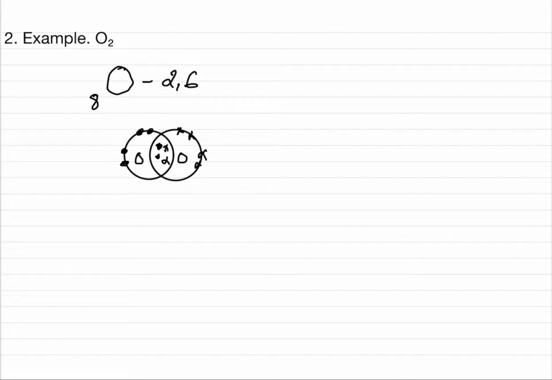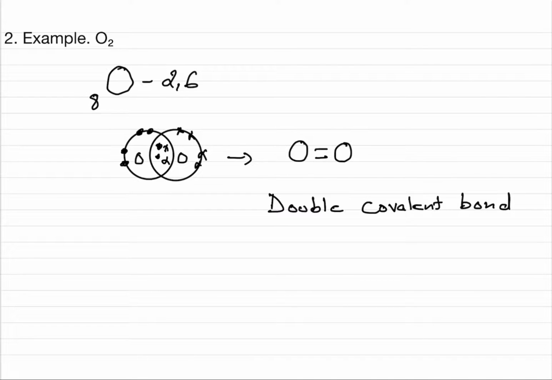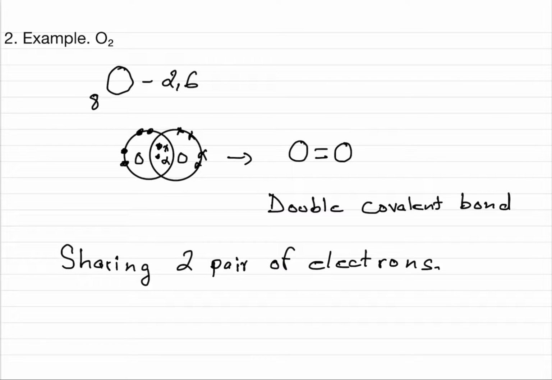So here we see that two pairs of electrons are shared. We can also show it by writing oxygen, then a two-stroke sign showing double bond, and then another oxygen, and it is a double covalent bond. And how does a double covalent bond take place? It takes place by sharing two pairs of electrons. So we see the oxygen molecule is formed by sharing of two pairs of electrons. Therefore we call it a double covalent bond.